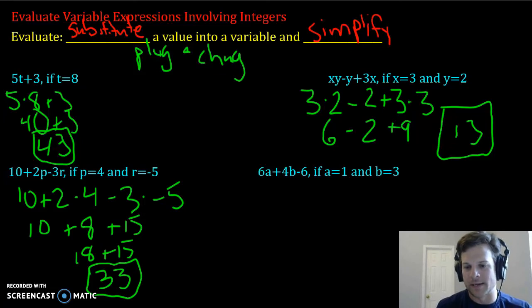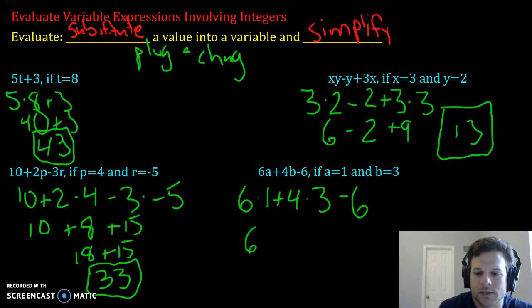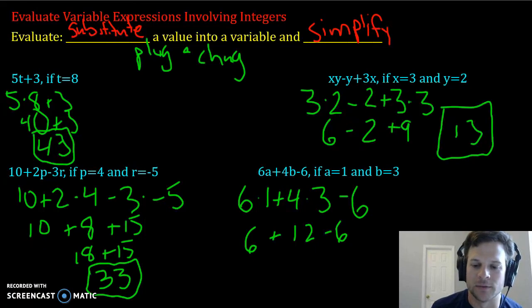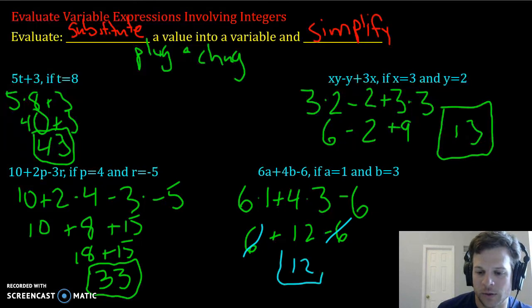6a plus 4b minus 6 if a is equal to 1 and b is equal to 3. So let's plug in for our a, plug in for our b. 6 times 1 is 6. 4 times 3 is 12. Now I'm going to do these out of order because I see a very simple cancellation. I have a positive 6 right here and a negative 6 over here. A positive 6 and a negative 6 equals 0. So those simply cancel each other out and you are left with the number 12.